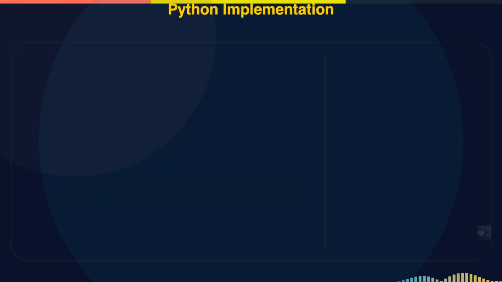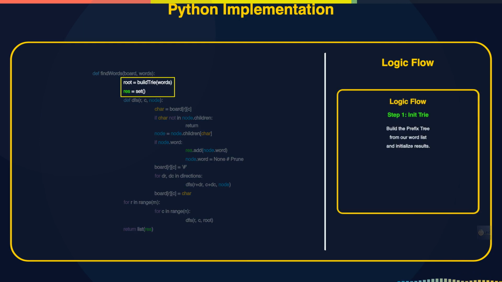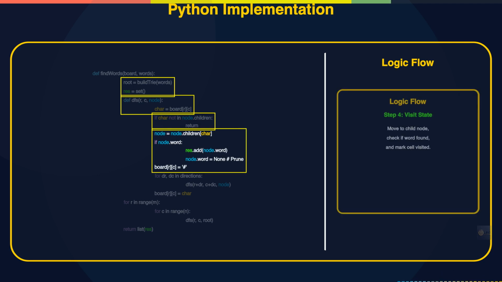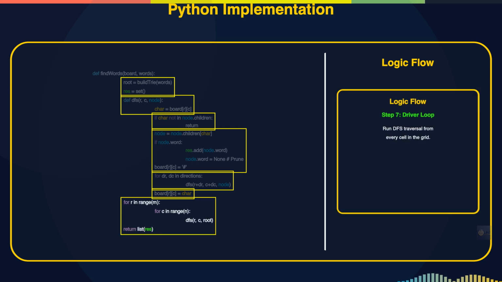In our Python implementation, we first define a simple tree node. In our main function, we build the tree by inserting every word from our list. Then, we define a recursive DFS function that takes the current cell coordinates and the current tree node. Inside DFS, we check our base cases. If the current character isn't in the tree node, we return. We mark the cell as visited using a temporary character to avoid reusing it. Then, we explore all four directions, up, down, left, and right. After the recursion, we backtrack by restoring the cell's original character. Finally, we trigger this DFS for every cell on the board.